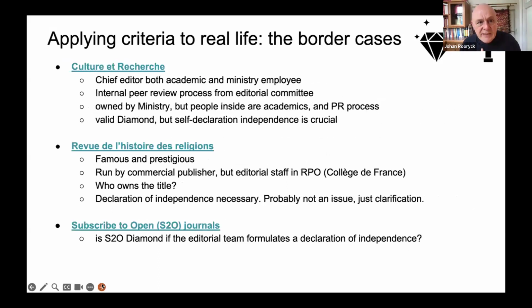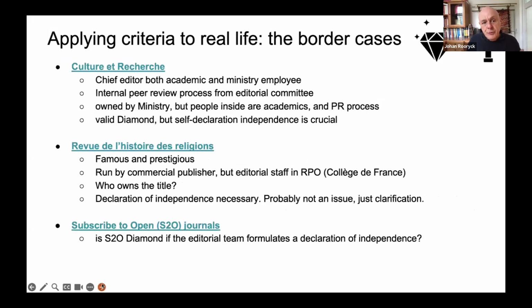There's a couple of other cases here. Culture et Recherche is a French journal that depends on the ministry. It's owned by the ministry, but the people inside are academics, and there is a peer review process. It is clearly a valid diamond journal, but since it is the ministry, and the ministry itself is not engaged directly in research, a self-declaration of independence, especially political independence, may be necessary in this case.